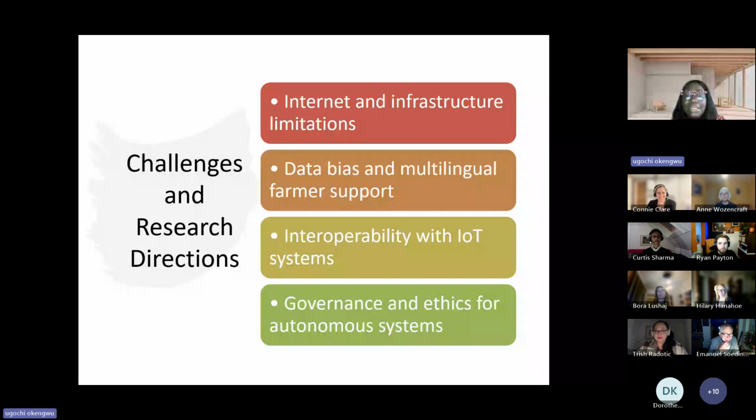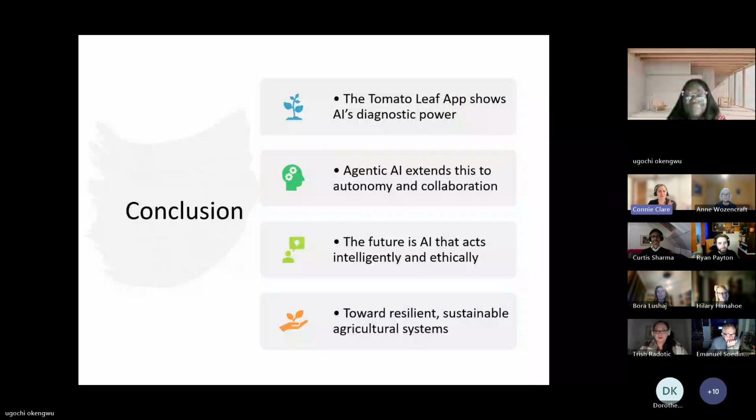I hope I kept the time. You did, Ugochi. Thank you so much. And wow, what a lot of information that you packed into that short talk. And yeah, I think it was really wonderful just to see everything that you covered there, from how to extend your app in terms of the benefits and also the challenges, which you raised some really important ones that I think are important for this community, this global RDA community. So thank you very much.